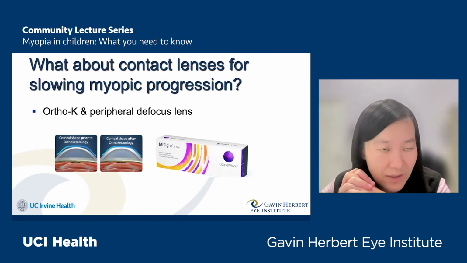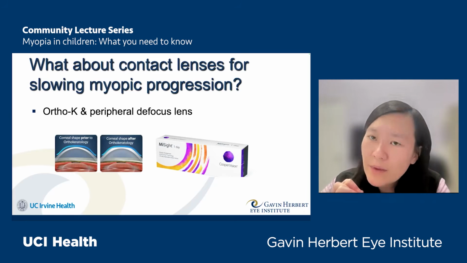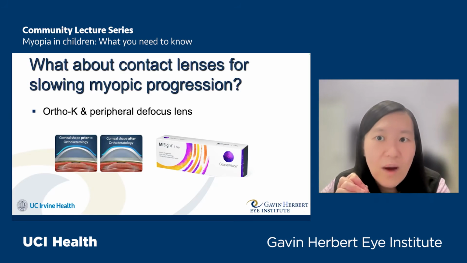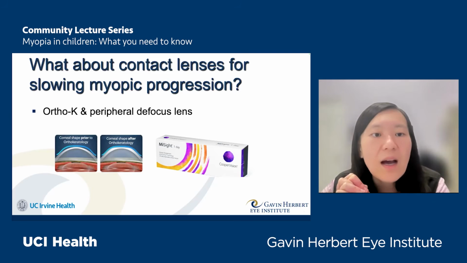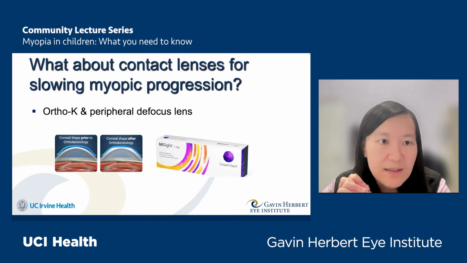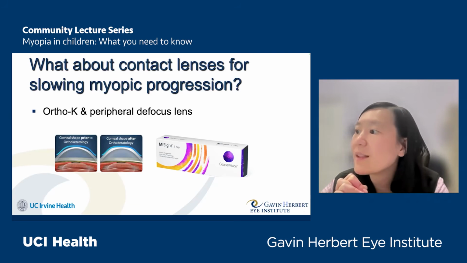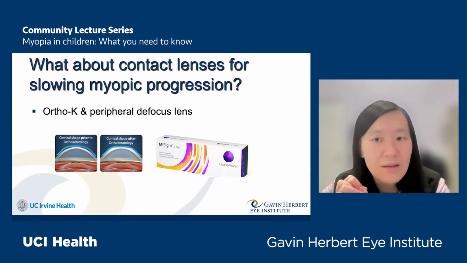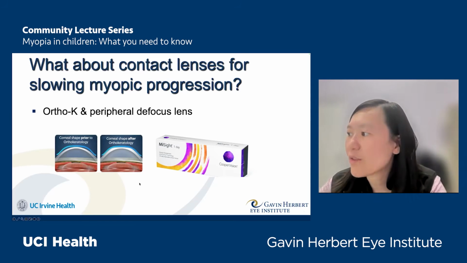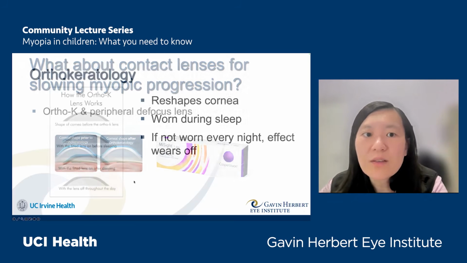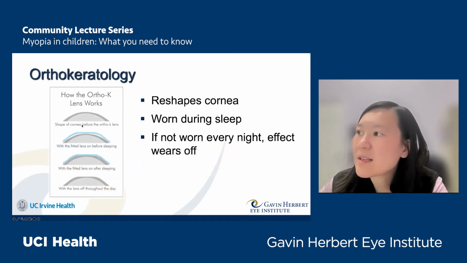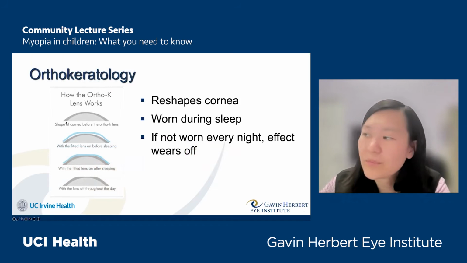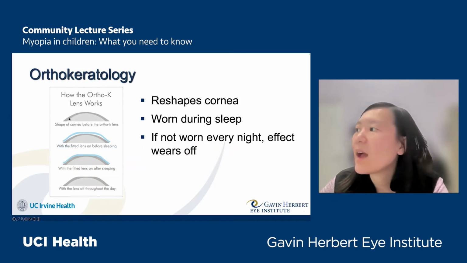Well, there are two different contact lenses out in the market that are designed for this. One is called Ortho-K, one is called peripheral defocus lens. The Ortho-K picture is on the left, and the MySight, or the peripheral defocus lens, is on the right, and we'll go through each of them. So orthokeratology, essentially what it does, here is the shape of a cornea.